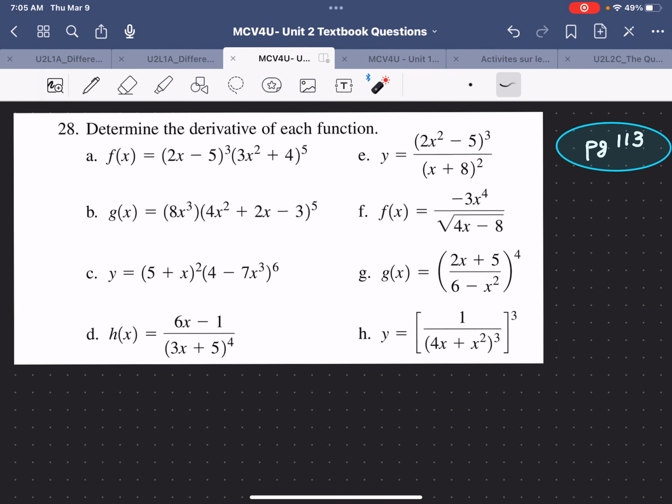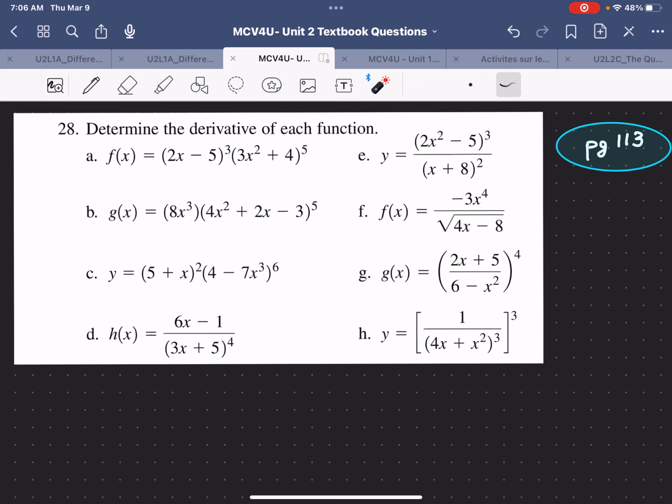We'll take a look at question number 28 on page 113. As you can see here, we're trying to find the derivative of each function, and we have examples of functions given in product or rational form, which means that to differentiate them, we have to use either the product rule or the quotient rule in differentiation.